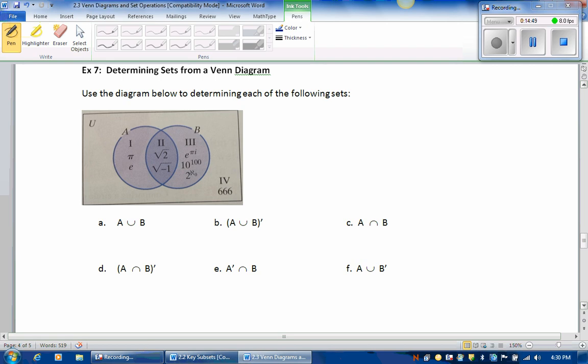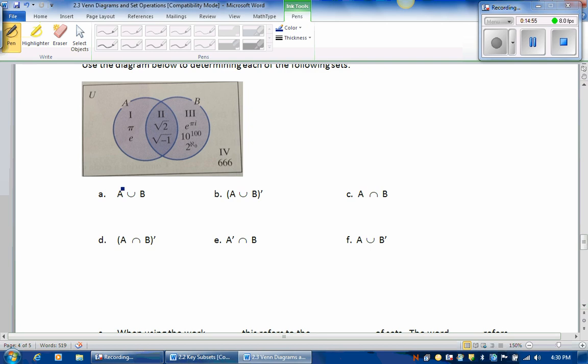Use the Venn diagram below to determine each of the following sets. So A union B. Union means I'm uniting everything, right? So we're taking all the elements in A and all the elements in B. So we've got pi, e, square root of 2, square root of negative 1, e to the pi i, 10 to the 100, and 2 to the, I don't know what that is, x sub o. Okay.